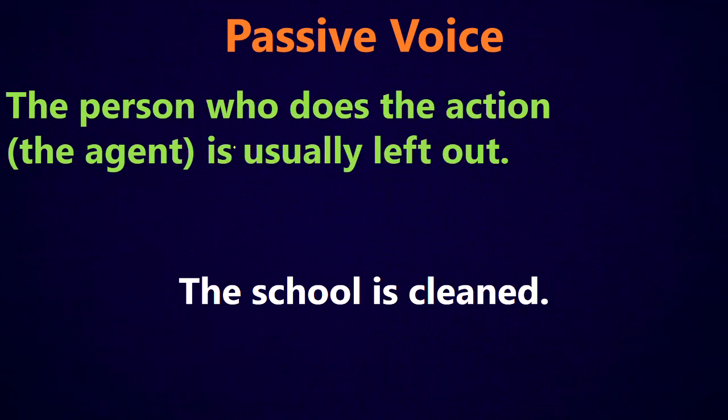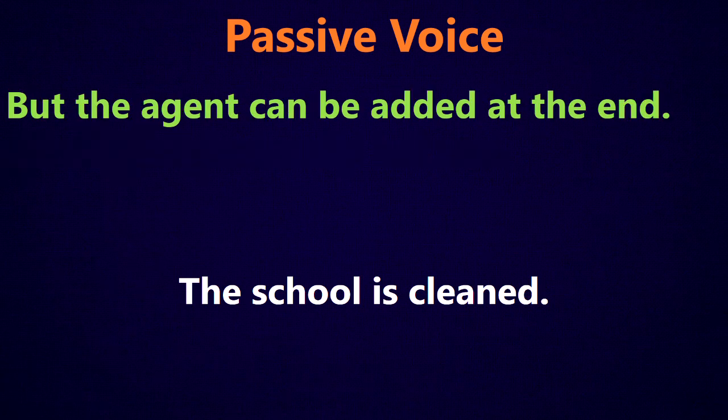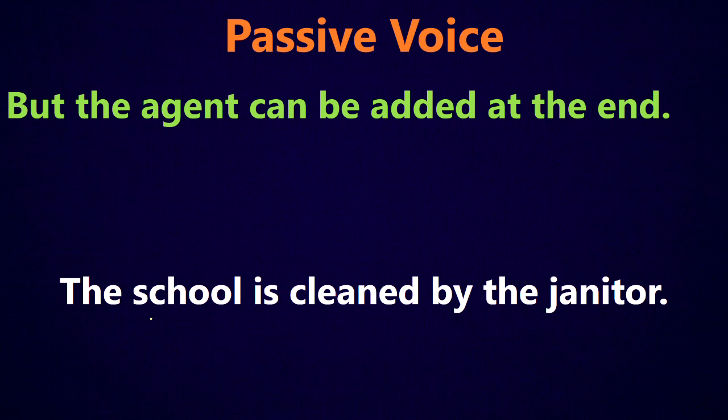The person who does the action, which I said we call the agent or the doer, is usually left out. And that's another thing about the passive voice, is we usually leave out who does the action. And we'll talk about the reasons why at the end. But the agent can be added at the end of the sentence using the word by. So we can say the school is cleaned by the janitor. But we don't have to say this part here. We can if we want to. Usually the passive voice is just this part.